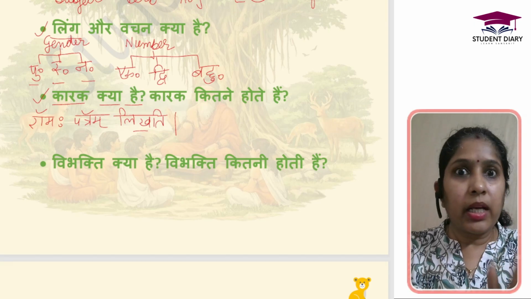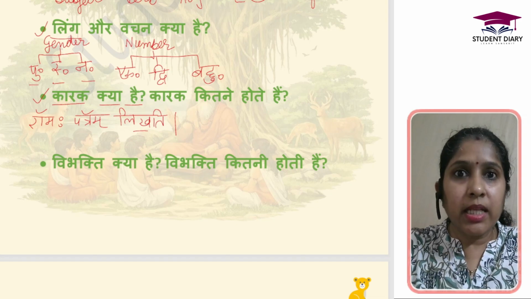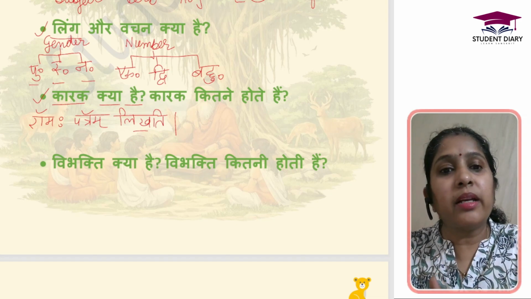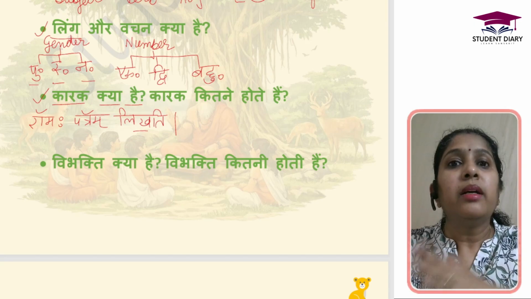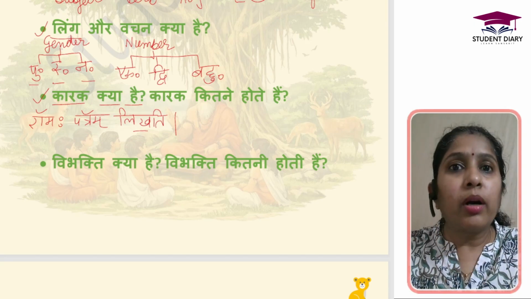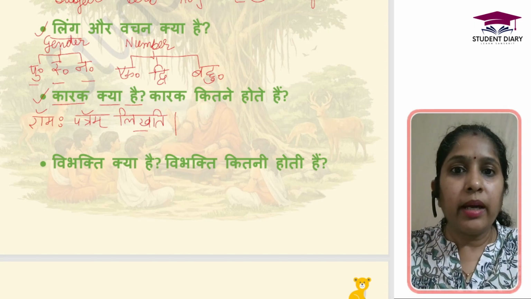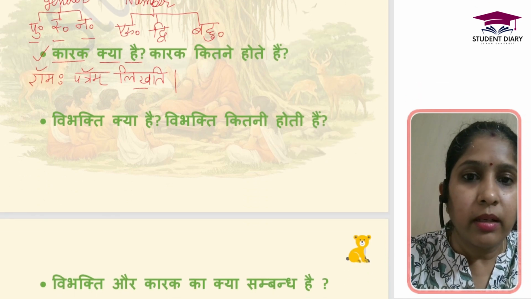So how many karak do we have? We have a total of eight. Out of them, six are main karak, which are directly related to the verb. But two of them are not directly related to the verb. So let's understand them one by one.